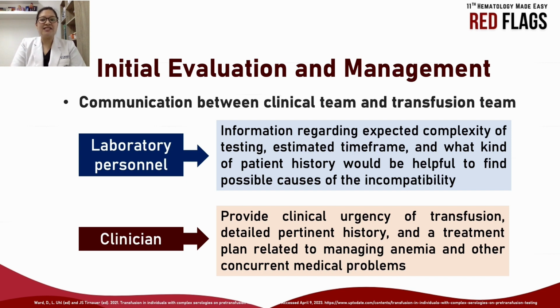Laboratory personnel must let the clinician know the complexity of the laboratory testing, the estimated time frame required to complete the testing, and what kind of patient history would be helpful to find possible causes of the incompatibility. Whereas the clinician must let the laboratory know the clinical urgency of transfusion, detailed pertinent history, and a treatment plan related to managing anemia and other concurrent medical problems.